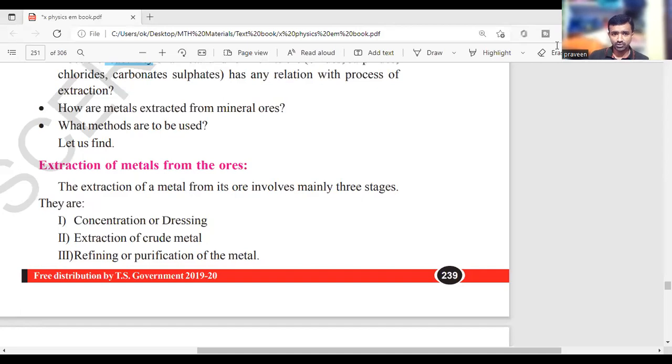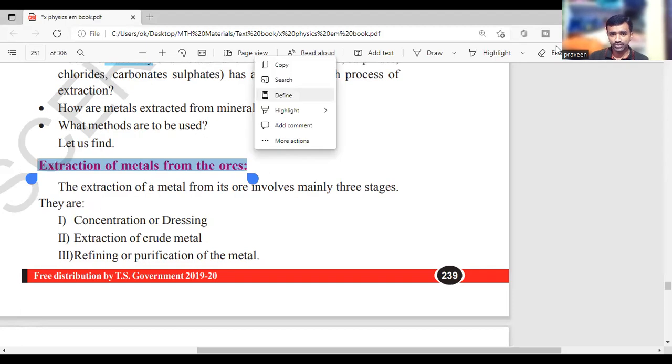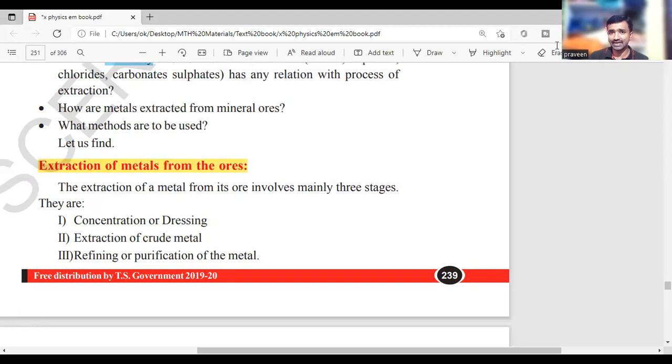Now we will discuss the extraction of metals from the ores. Extraction of metals from the ores involves mainly 3 stages, right? Remember these 3 stages' names also.